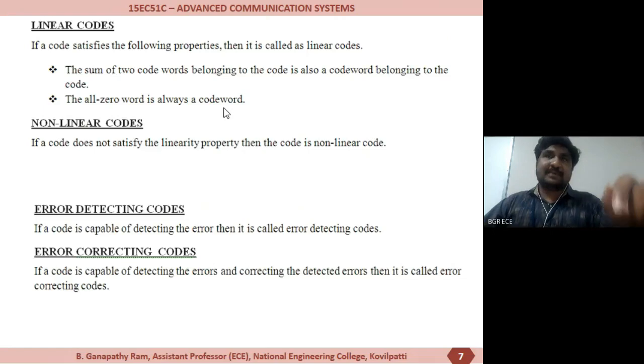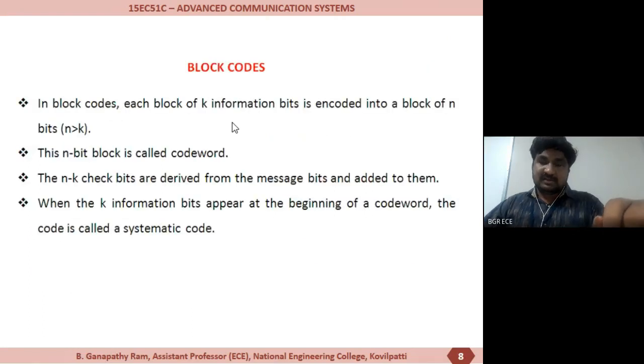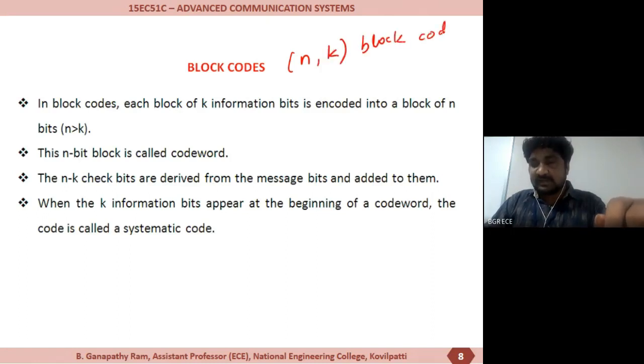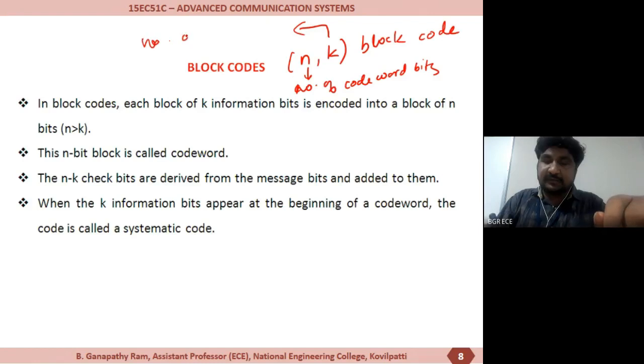And depending upon the capability, we can classify the codes into two different types: error detecting codes or error correcting codes. Block code: any block code can be represented by an n comma k block code, where n is the number of code word bits, and k is the number of bits in the message word.